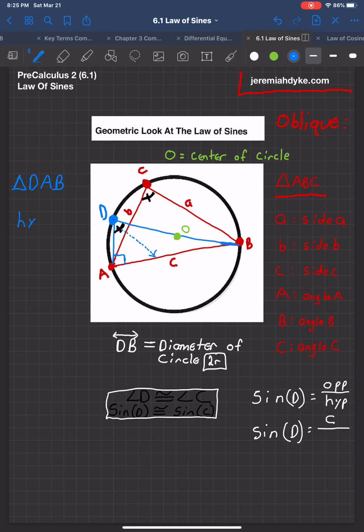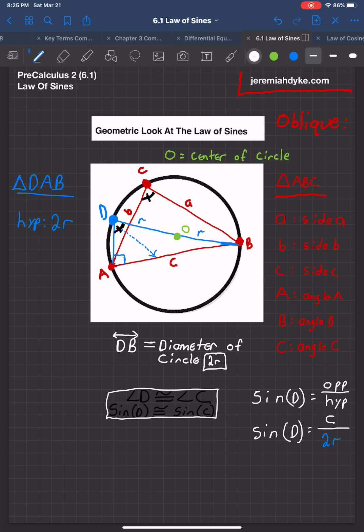So remember, we're dealing with the hypotenuse of this right triangle, triangle DAB, which is the diameter of the circle, right? Which is 2r, two radiuses. I hope that makes sense. I mean, I have a radius here, I have a radius here. So the hypotenuse is the diameter, or 2 radiuses.